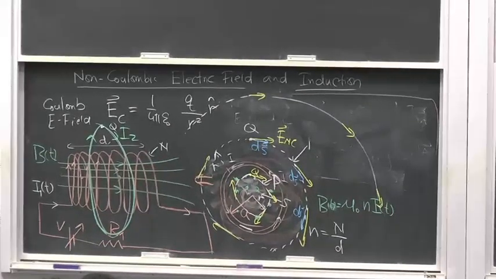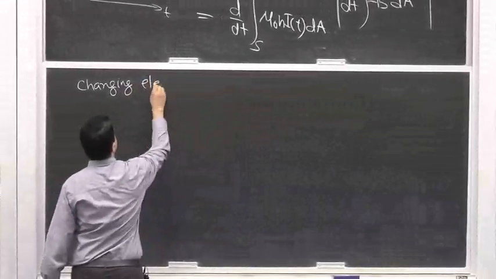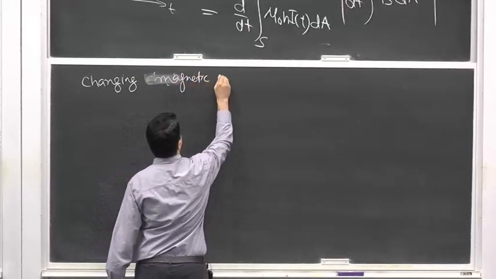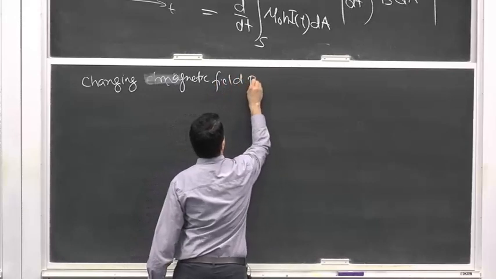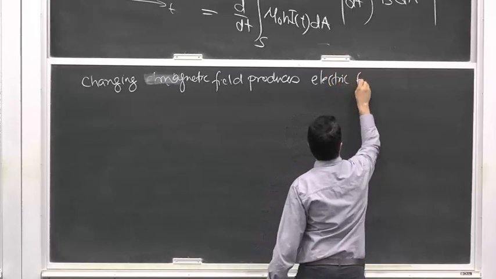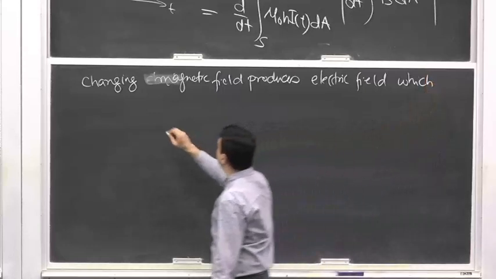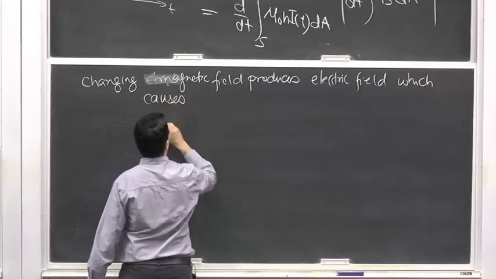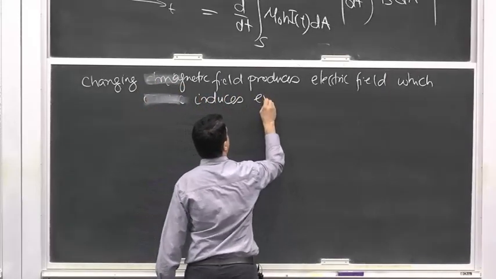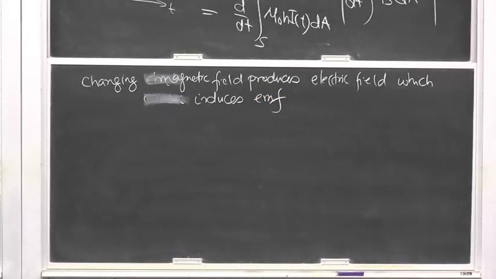So what you have here is the changing magnetic field produces an electric field, which causes or induces EMF. So that whole process is called an induction process.